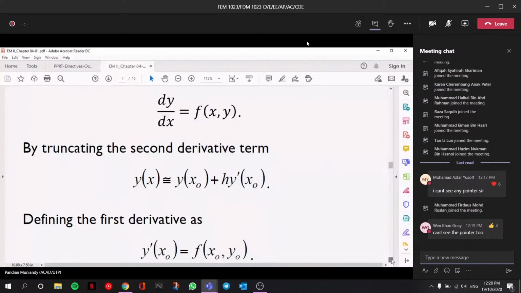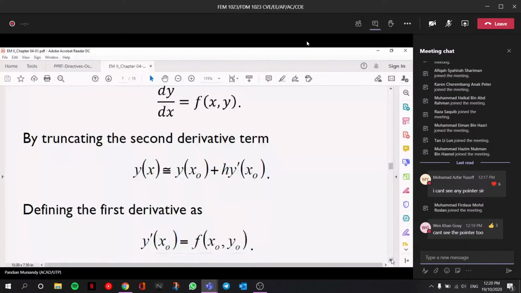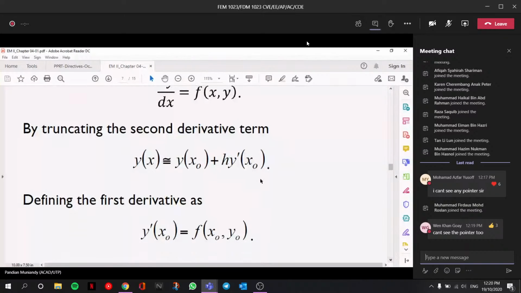Now the y dash, how do you calculate y dash (x naught)? Y dash (x naught) you calculate using this.